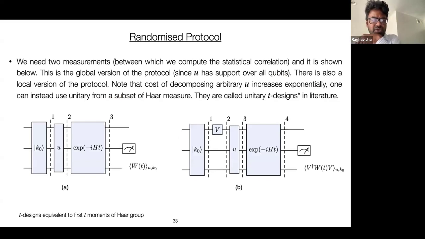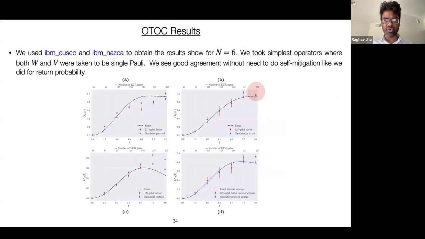Okay, so the randomized protocol breaks the computation of the 4-point function into the measurement of two observables. So that is given in A and B. In A, we start with some initial state K0. We act with a random unitary from the Haar measure. And then we do the time evolution using Trotter-based methods to compute something which is WT. And on the right side, you compute some other ingredient you need for the OTOC. And using both of these, you can compute the OTOC.